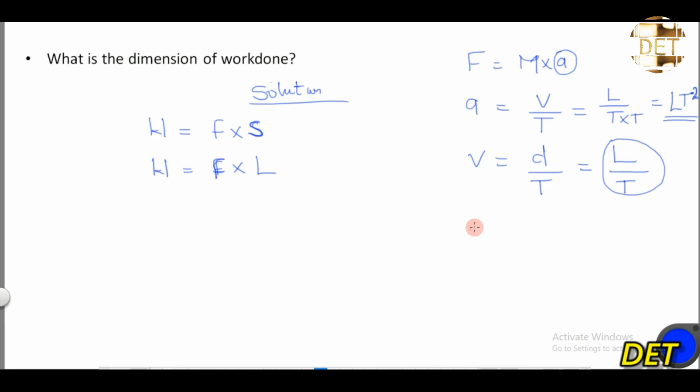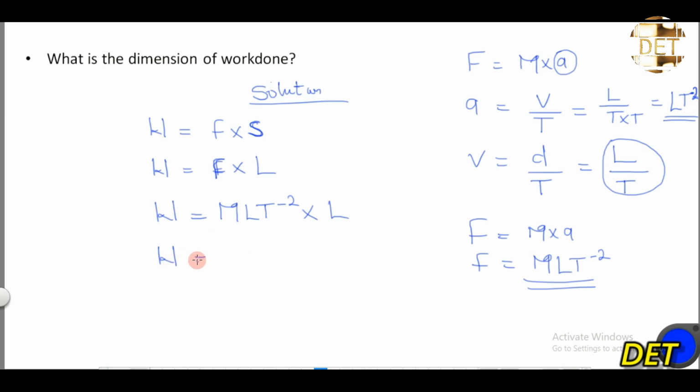So my force, which is mass times acceleration, will now be equal to M. The dimension for mass is M, right? The dimension for acceleration is LT raised to the power of minus 2. So this is my dimension for force. I can simply put that here, that my work done is equal to force times length, right? So the dimension for force is MLT raised to the power of minus 2, times the L that I have here. That is my dimension for work done.